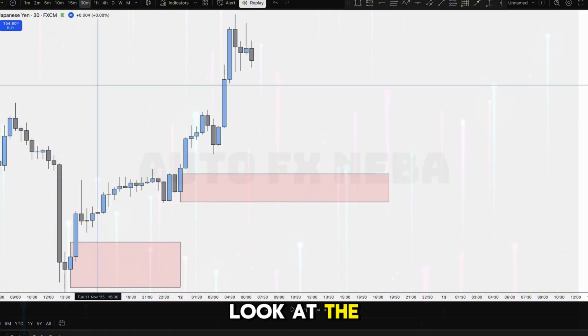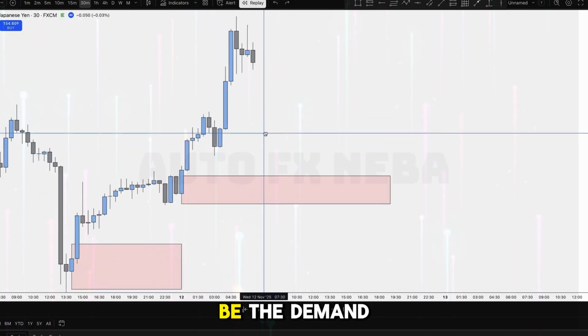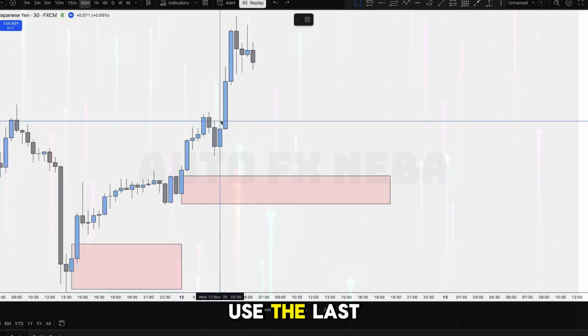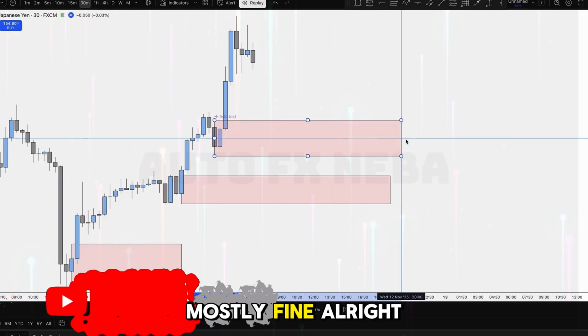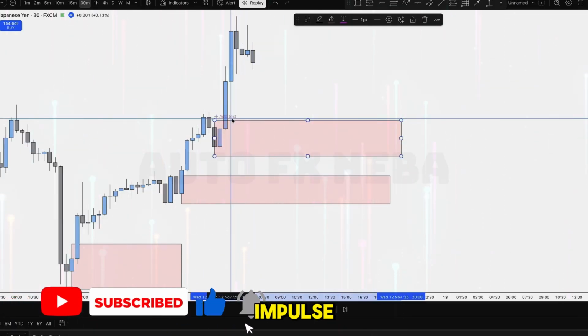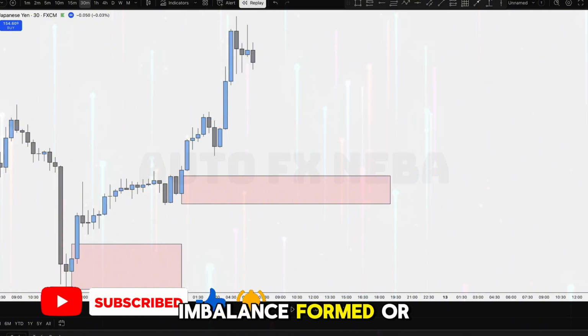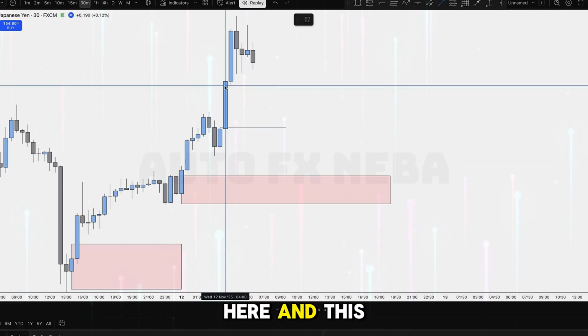Then we're going to look at the third area now, which is going to be just here. We have to decide which of these is going to be the demand. Now, a lot of people would use the last down candle before the up move. Again, I think this would be mostly fine, all right, if you were focusing on this broader area, but I'm looking for the last candle before the impulse. So if we take a look at where the imbalance formed or where the move really began, well, there is imbalance between this candle here and this candle up here.